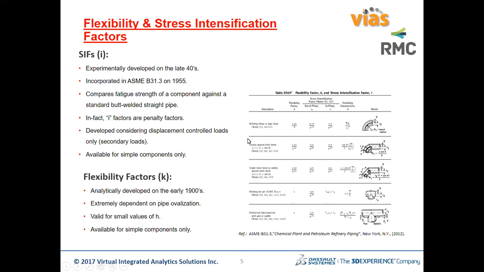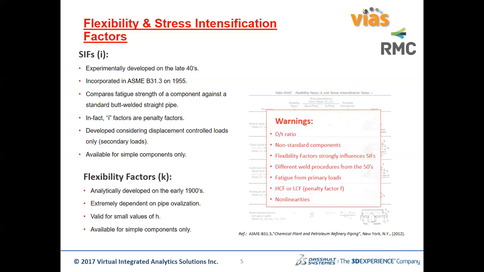The history behind this is that it was developed by Markl. It was summarized by Markl in the late 40s from several studies that were performed from the early 1900s until the late 50s. And they were summarized on tables like this one, and they are still in use today. The problems with that is that it's limited for standard components. It has a limited range of D over T ratios, and it was developed according to welding procedures from the 50s.